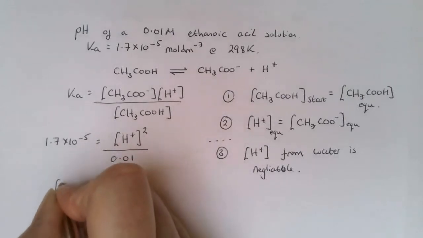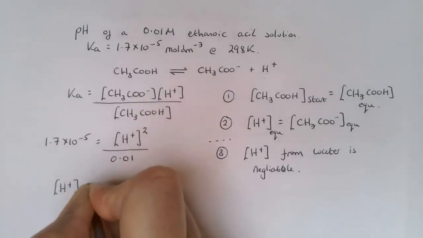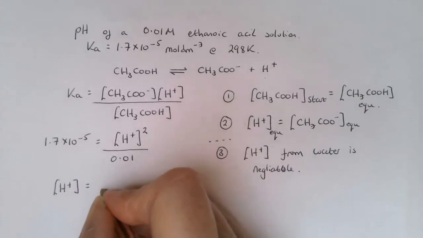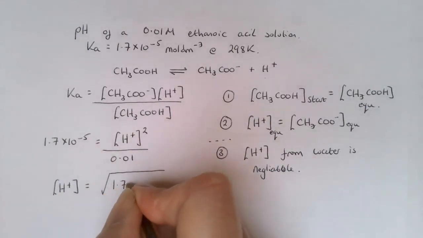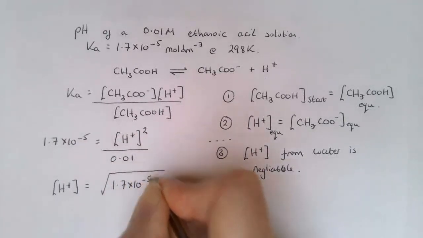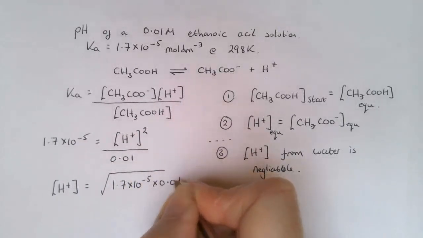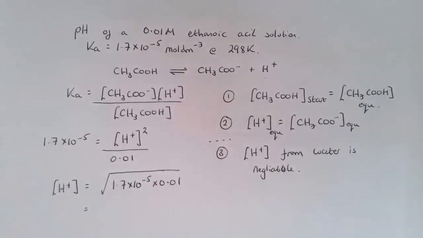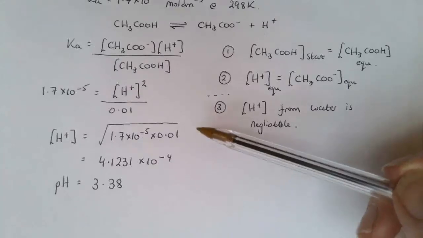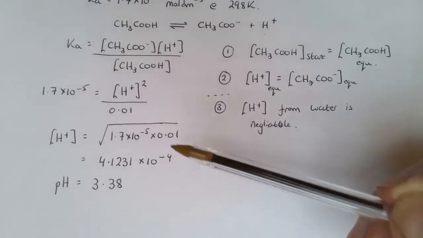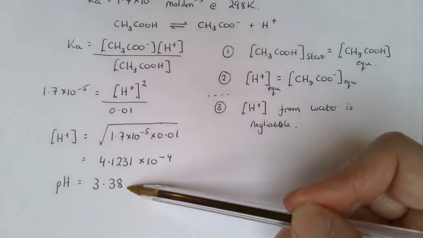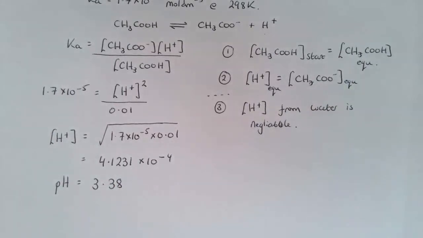Now all I need to do is to put some numbers in my calculator and solve. So the concentration of the hydrogen ions is equal to the square root, because I've got to square root everything, 1.7 times 10 to the minus 5 times 0.01. And then it becomes a straightforward calculation. So putting these numbers into my calculator, I get the concentration of the hydrogen ions here, and then I can use my expression minus log to the base 10 of that concentration to find the pH. So the pH comes out in the end as 3.38.